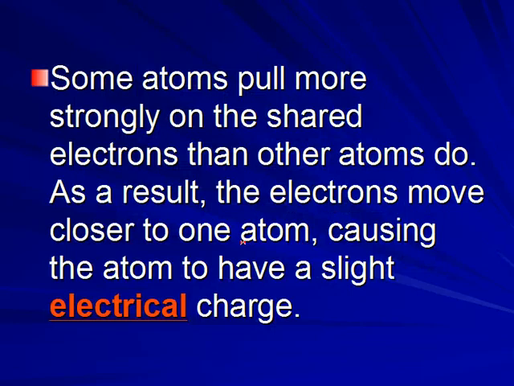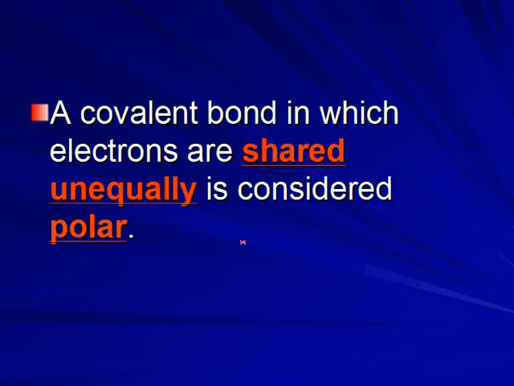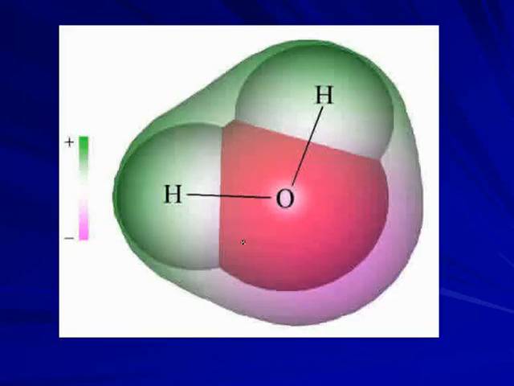Now some atoms actually pull more strongly on the shared electrons than other atoms do, and as a result the electrons move closer to one atom, causing the atom to have a slight electrical charge. Now a covalent bond in which these electrons are shared unequally is considered to be polar, and we'll call it a polar molecule. So when you're in class, we do a lab on this where we actually build a polar molecule. So let's take a look at this right here.